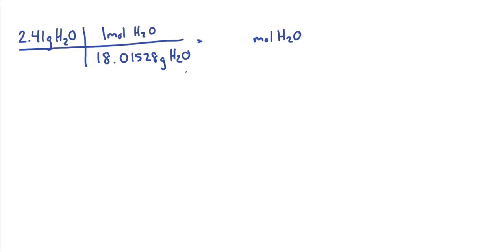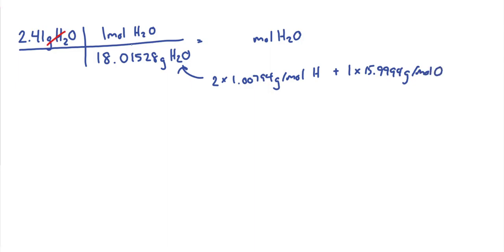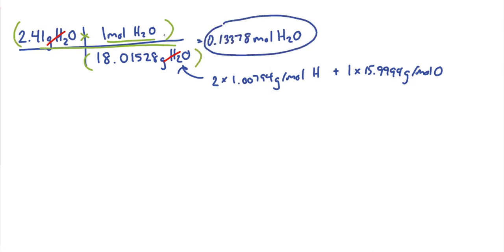How do we get a molar mass? If you've forgotten, we're going to take the molar mass of each atom type times the number of times we see that atom type and add them together. So we basically get 2 times 1 and roughly 16 added together to give us our 18. When we cancel out our units, we'll notice that moles of water is all that's left. To do our dimensional analysis, we'll multiply across the top and divide by the bottom and get 0.13378 moles of water.